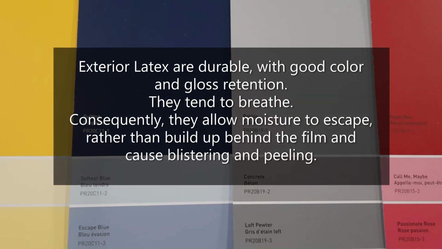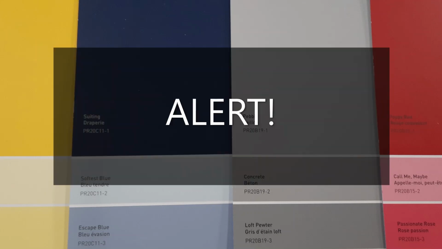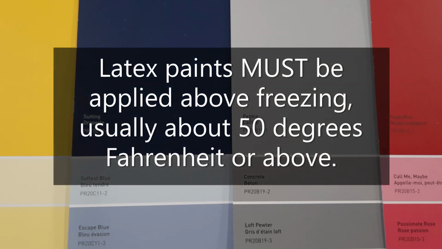Exterior latex are durable with good color and gloss retention. They tend to breathe. Consequently, they allow moisture to escape rather than build up behind the film and cause blistering and peeling. Latex paints must be applied above freezing, usually about 50 degrees Fahrenheit or above.